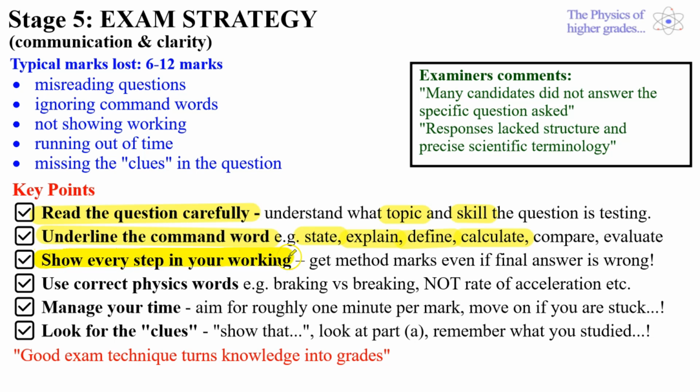Show every step in your working. We've mentioned this at least once before in the earlier videos. This is so important because you can get the final answer incorrect. If it's a 3 mark question, you can still get 1 or 2 marks. And if you do this all the way through the paper, you're picking up every single mark you can possibly get. So what we mean by show every step is write the formula, rearrange it, substitute the values, and then write the answer with the units.